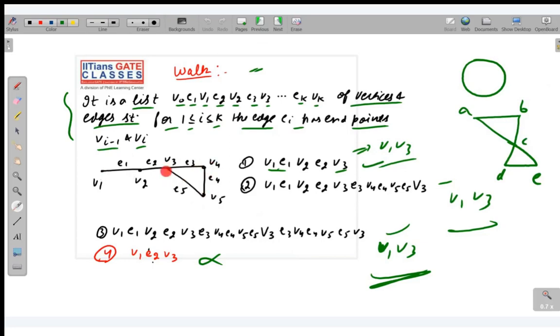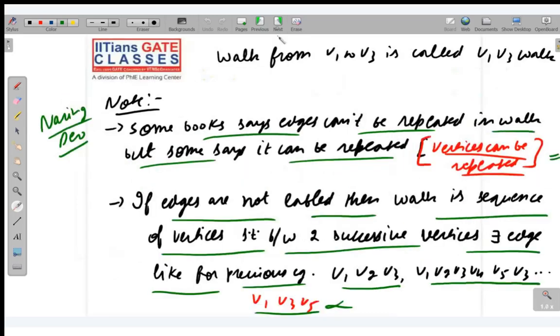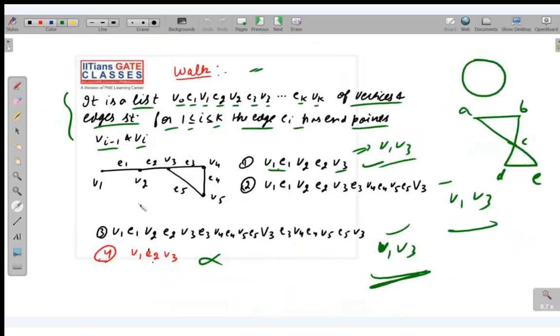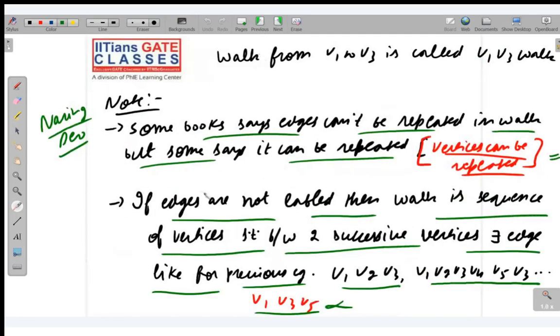But the condition is that for V1, V2, V3, why is it a walk? Because between V1 and V2 there should be an edge, and between V2 and V3 there should be an edge. Is it okay? And V1, V3, V5, why is it not a walk? From V1 to V3, how have you jumped? Where is V2? That's why it is not a walk. Take a snapshot. I will jump to the next slide.